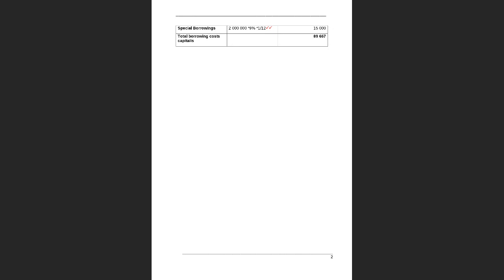In this case, the 2 million rand was a specific loan. We multiply by the interest rate that is given to us, and then we multiply by 1 month. The 1 month is because we only took out that specific loan on the 1st of December, and our year end is the 31st of December. So we're only going to capitalize interest for the 1 month. Then you add all of those together, and that would be the total interest that will be capitalized.